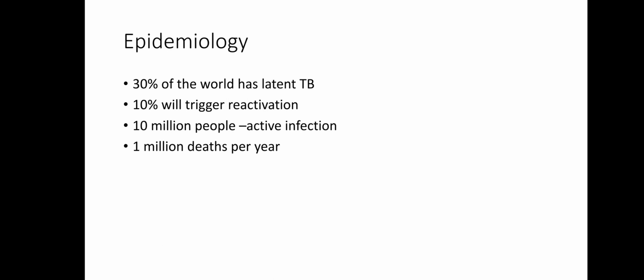Now, translated into numbers, 10 million people have active infection. Active infection means TB showing the signs and symptoms. And out of those 10 million, we have 1 million deaths per year. So we can see TB can be fatal if not managed early.